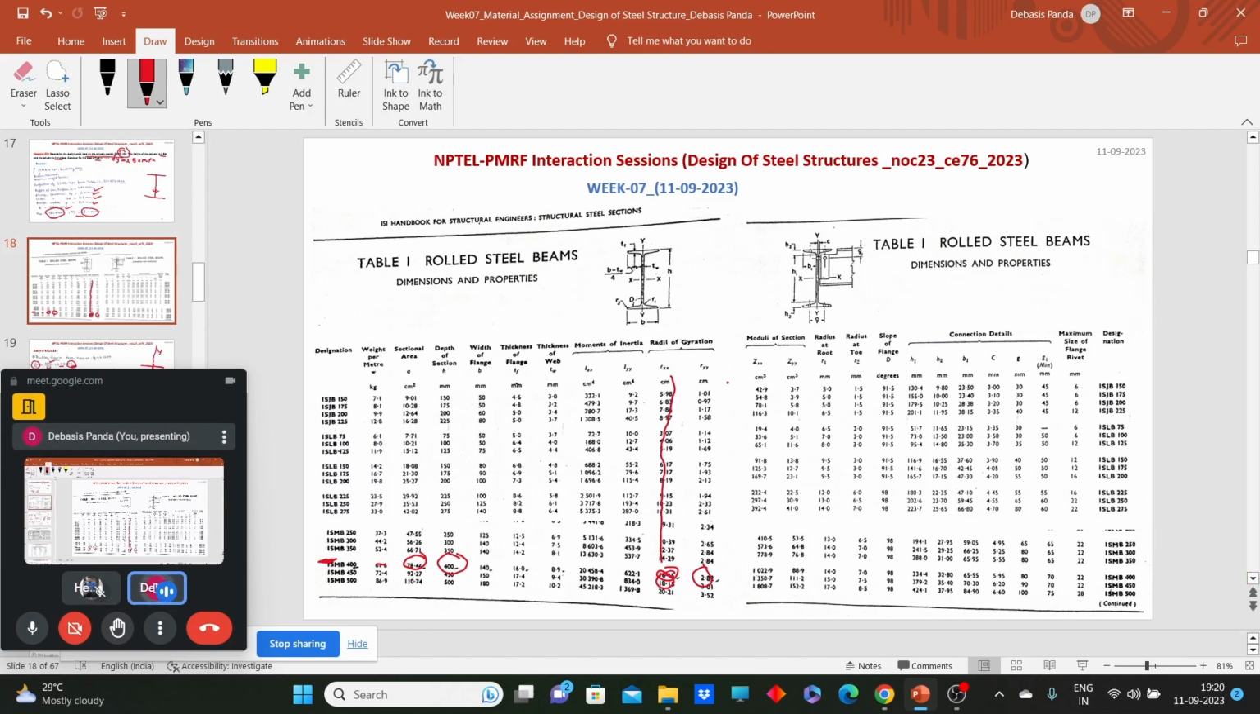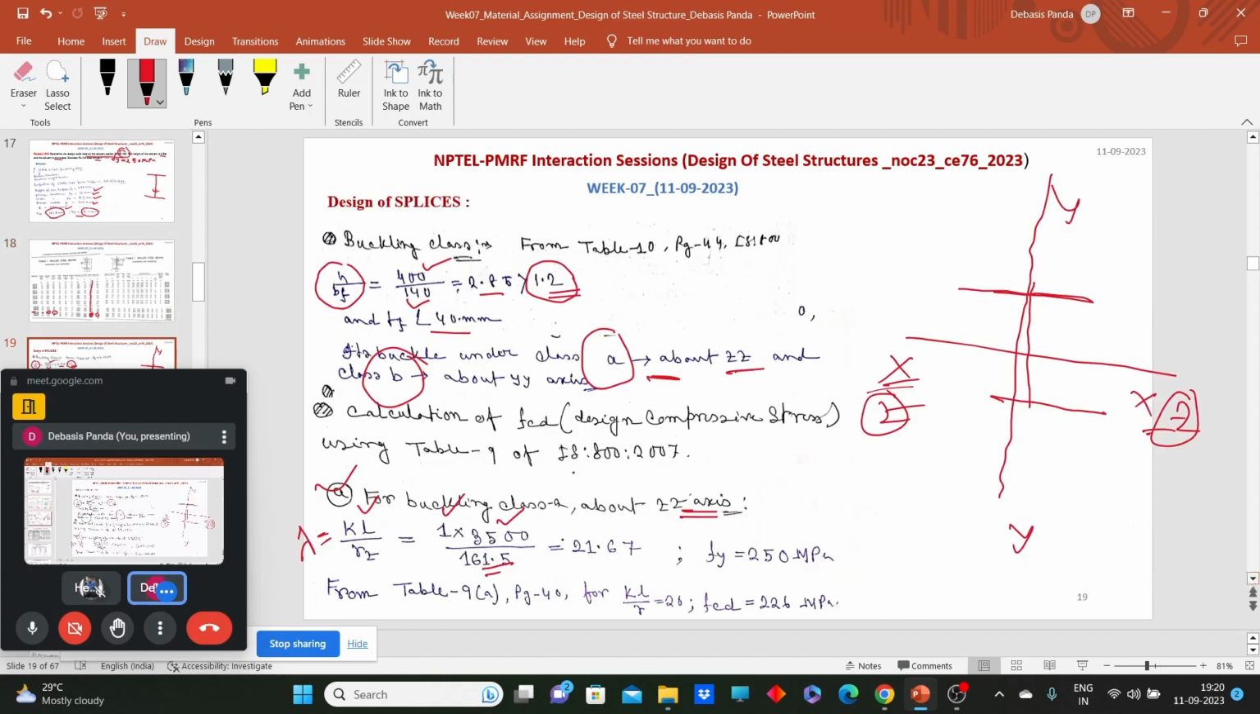That is in centimeter and I have converted it into millimeter, so that's why 161.5. So the lambda value comes as this. I have the value of yield strength 250. It comes under buckle class A. So go to table 9A and look for what is the FCD value.